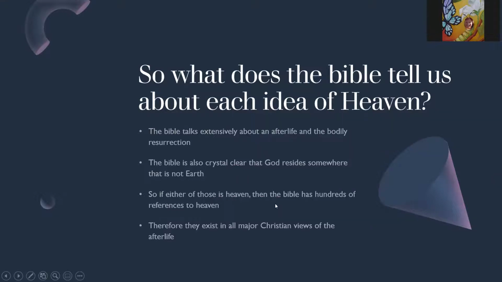And so either of those, you're going to have tons of references throughout the Bible, both Old Testament and New Testament, all over the place. You're talking hundreds and hundreds of references. One of the core things the Bible spends a lot of time talking about is those two locations.